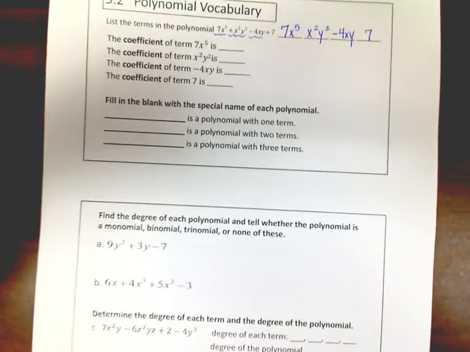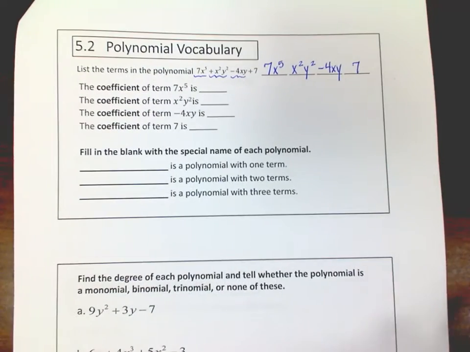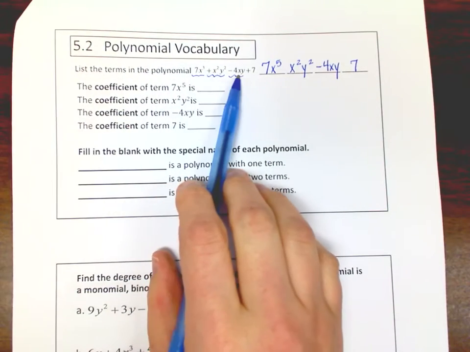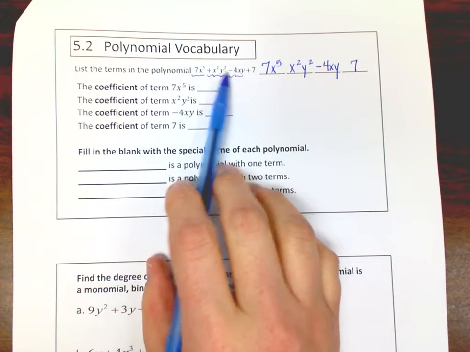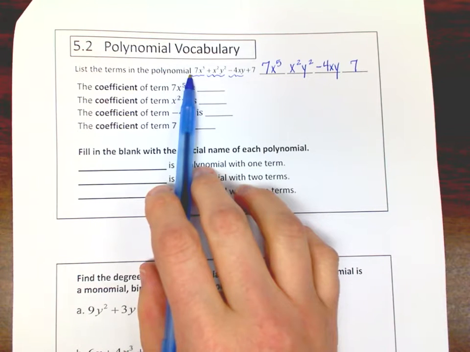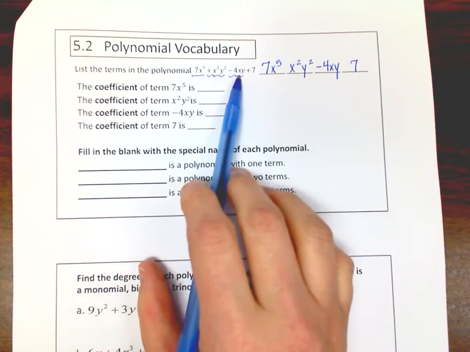Let's get a little closer here. Okay, so they're separated by these positives and negatives. So every time you see a positive or a negative sign, you know you're moving to a new term. So this polynomial has 4 terms: 1, 2, 3, 4.